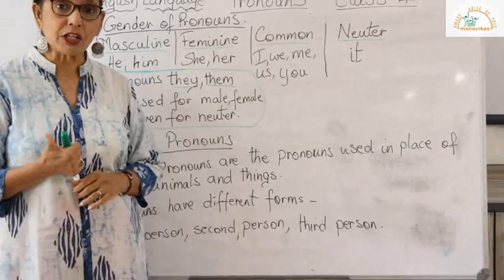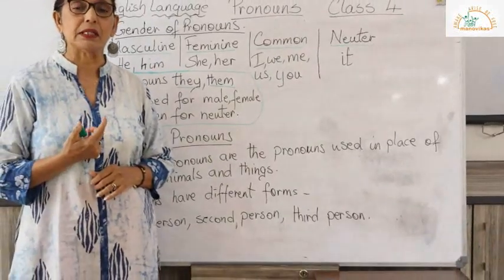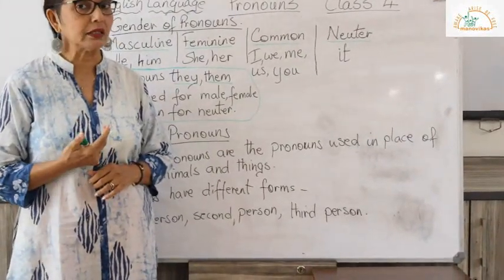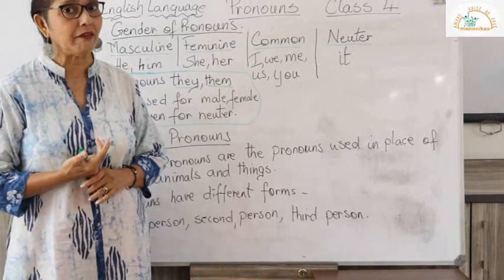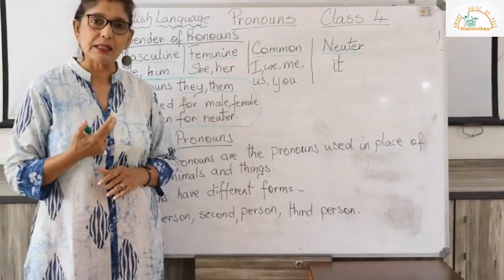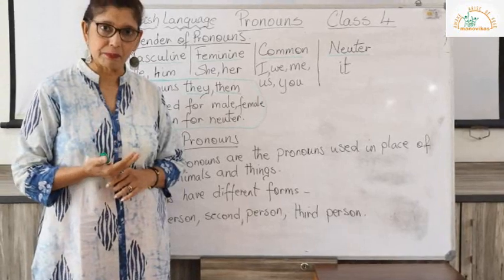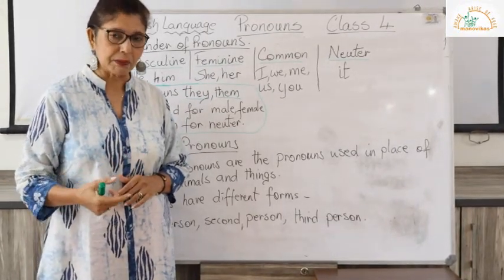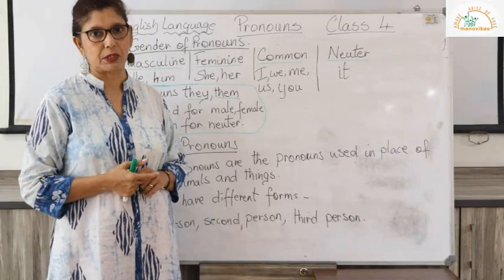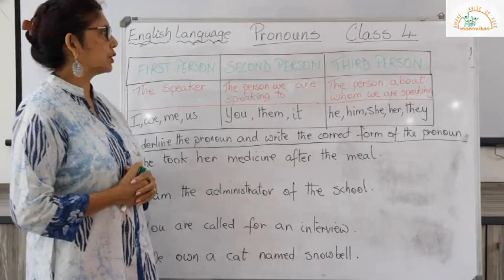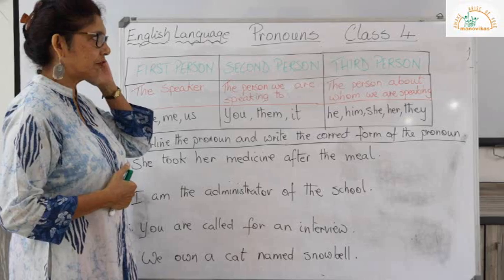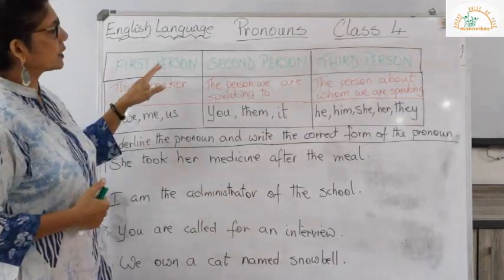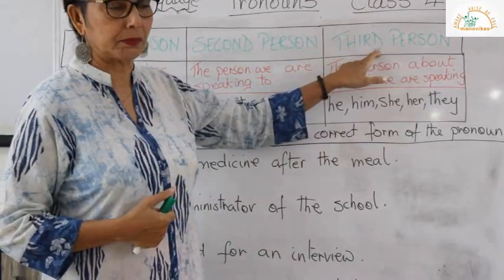That is first person, second person and third person. What are the three forms that personal pronouns have? First person, second person and third person. So let's do a little more in detail about the forms of personal pronouns. Now students, let's look at the forms of pronouns: first person, second person, third person.